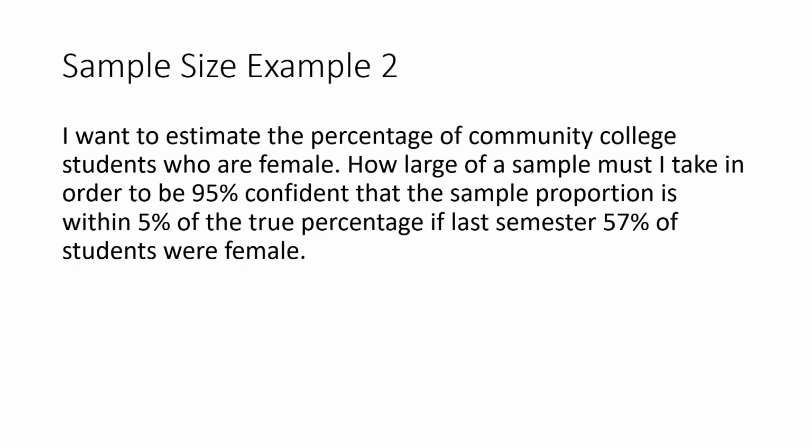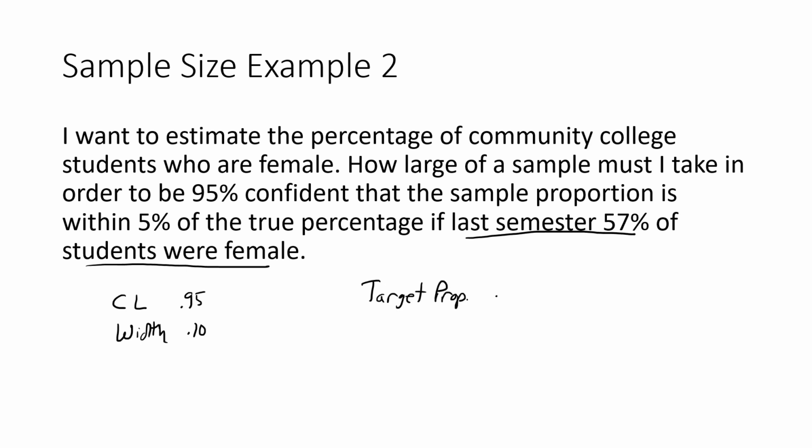Okay, for example 2, this is the exact same setup, except we know that last semester, 57% of students were female. So in addition to the confidence level being 0.95 and the width being 0.10, my target proportion is going to be 0.57. Okay, let's go back to StatCrunch to finish off this objective.